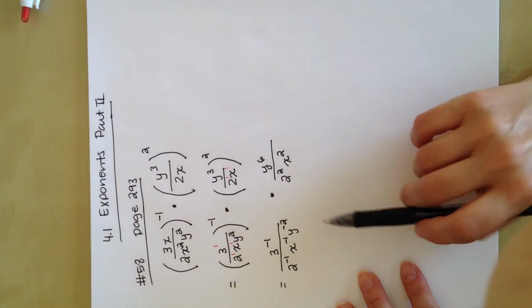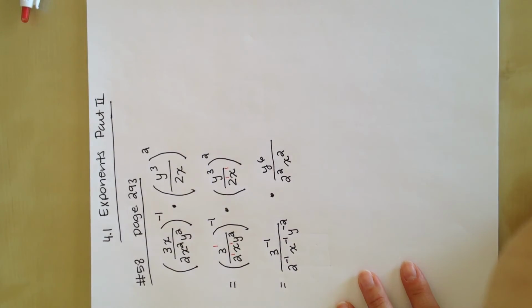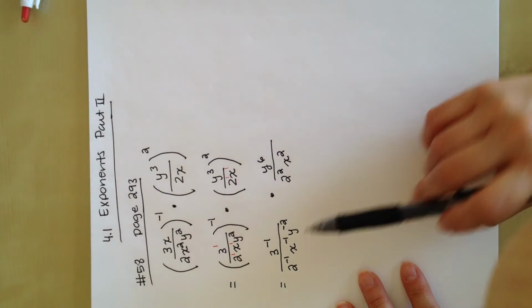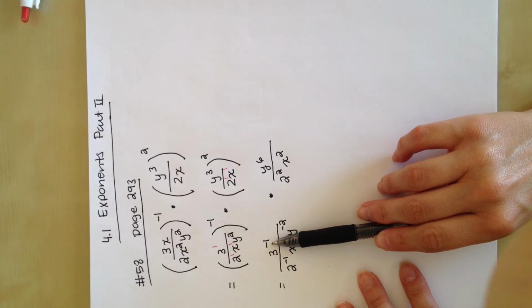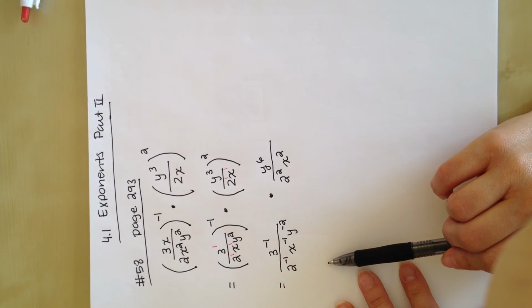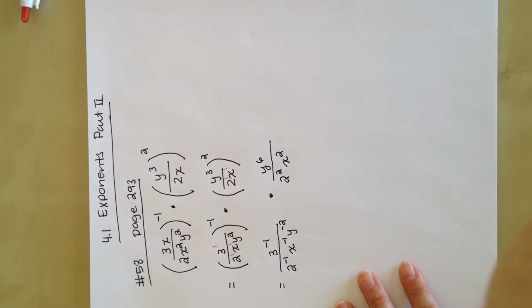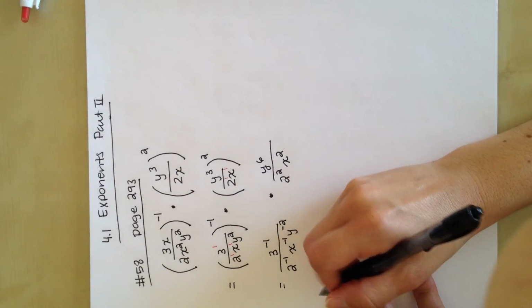One thing I can do is I can rewrite the first fraction so that all the exponents are positive. So remember the negative exponent rule. In order to make the negative 1 here positive, we would just take the 3, move it to the denominator, and then the 2x and y, move those to the numerator, and the exponents are positive. So we can do that.